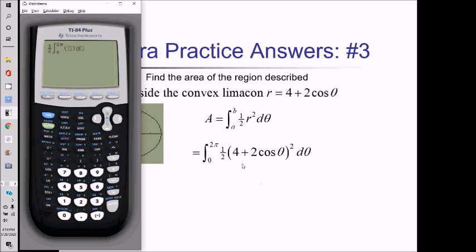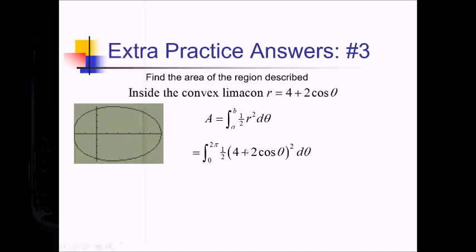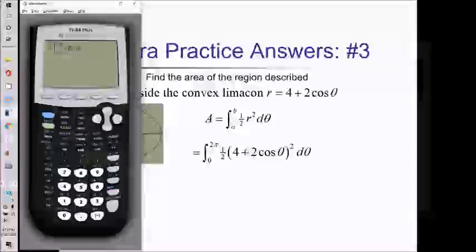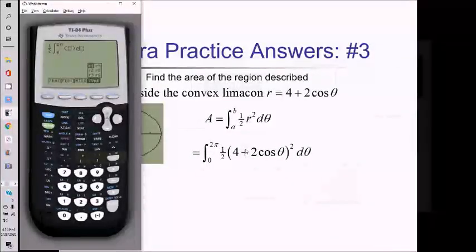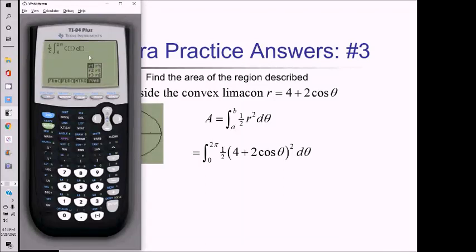Now, since I already stored this function as r1, I'm just going to go back, alpha trace, and that pulls up my R menu in this case because I'm still in polar mode, and R1 is where I stored that function. So let me just do R1 and then square that. And then I'll do d theta, press enter, and we end up with 56.549.